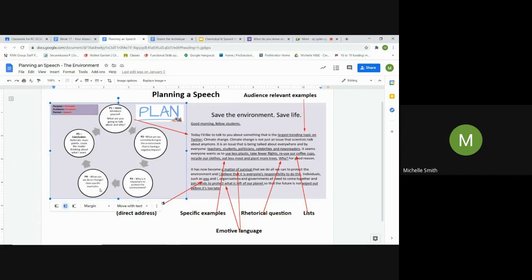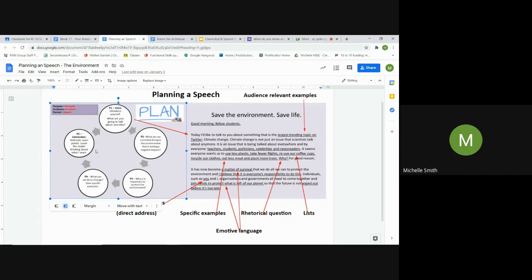Maybe you want to focus on the transport aspect of it, for example, and you want to talk about everybody should have an electric car by 2025. Remember, it's completely up to you because it's your speech.